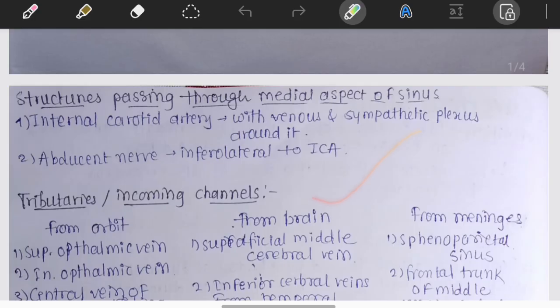That's why patients first develop failure of the lateral rectus muscle, and the eye cannot move laterally, causing horizontal diplopia. If the examiner asks which cranial nerve is first affected in cavernous sinus thrombosis, the answer is cranial nerve 6, that is the abducent nerve.